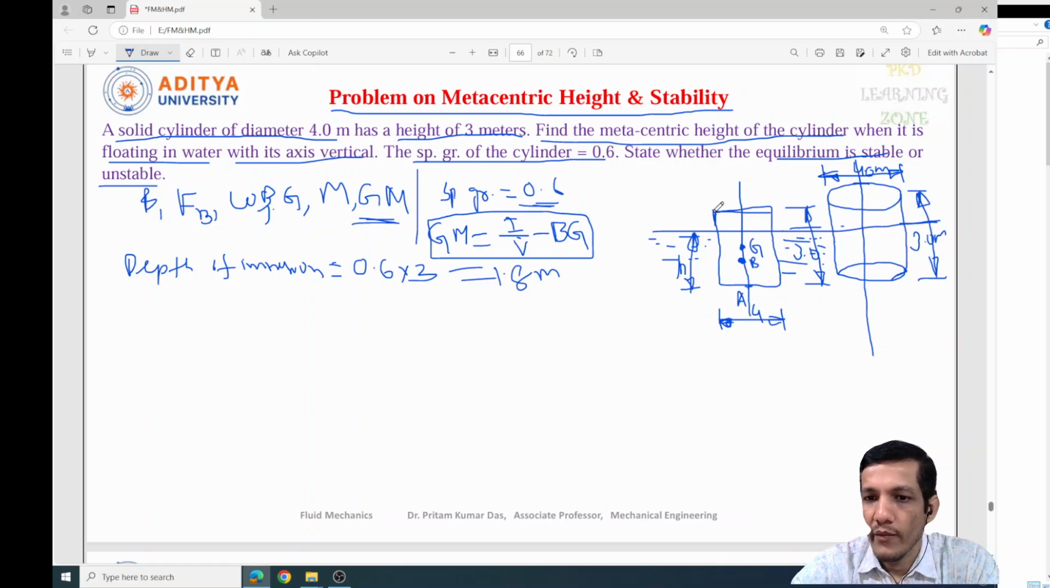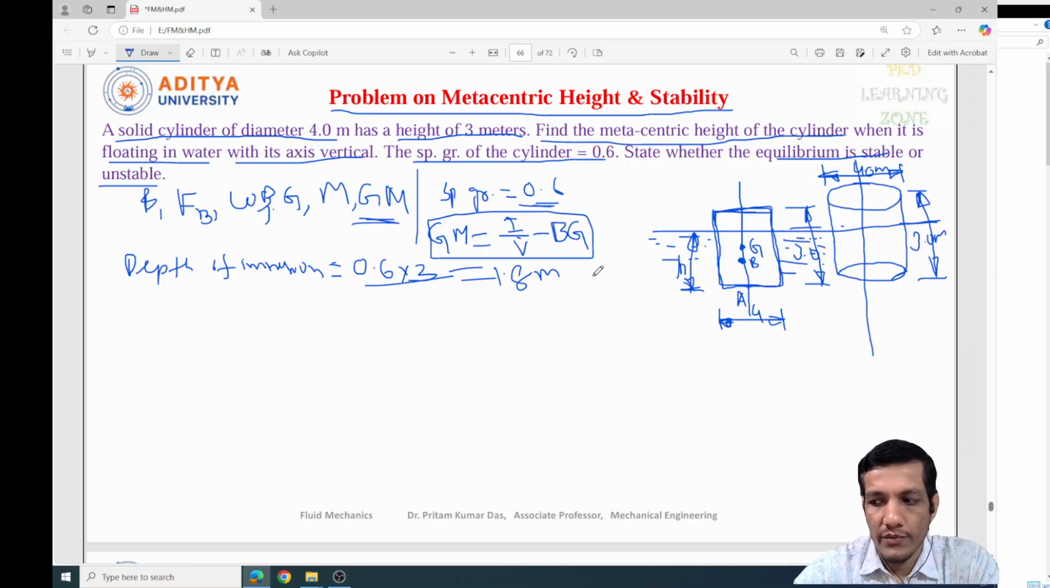Okay, 1.8 meter. So I can also identify how much portion is the H value. Also we can identify in this way: what is the specific gravity of this body and the total height of that body. Based on that, it is inside this fluid level. So the depth of immersion is nothing but 0.6 into 3, we can write 1.8. Now this 1.8 is nothing but the height.